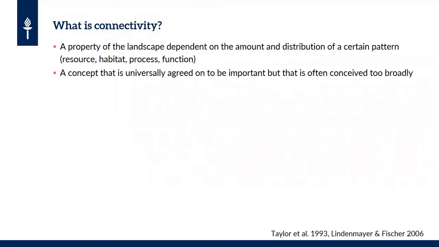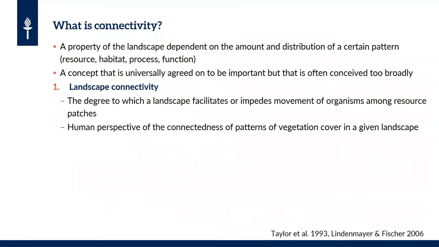There are three main types or conceptualizations of connectivity that landscape ecology deals with. These connectivity types are very different from each other. They operate at different spatial levels and they are defined from different perspectives. Landscape connectivity is the easiest to measure. Landscape connectivity refers to the degree to which a landscape facilitates or impedes movement of organisms among resource patches, often measured in terms of vegetation coverage patterns that are classified based on human interpretation.